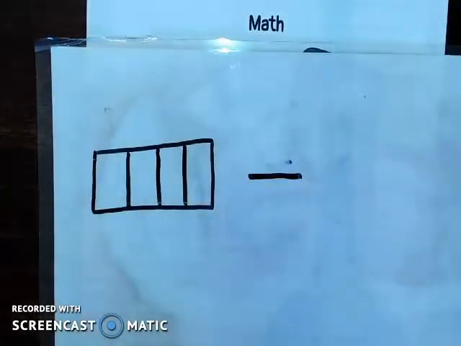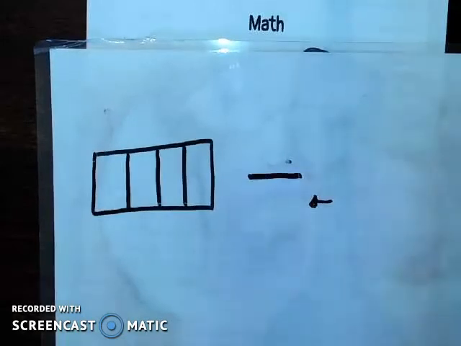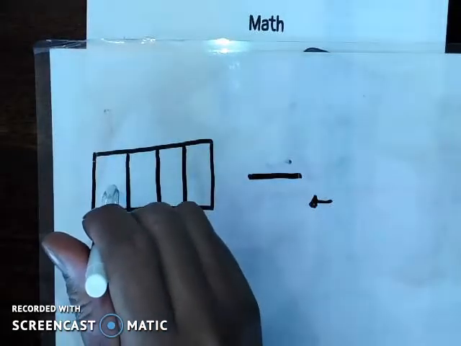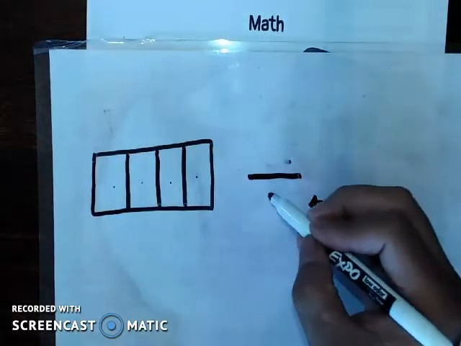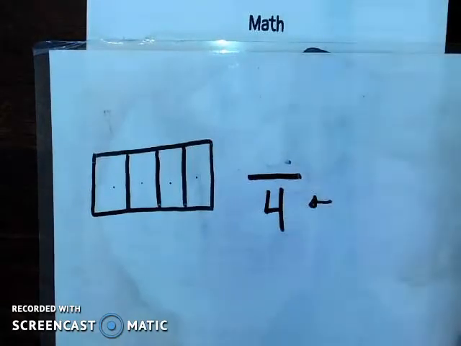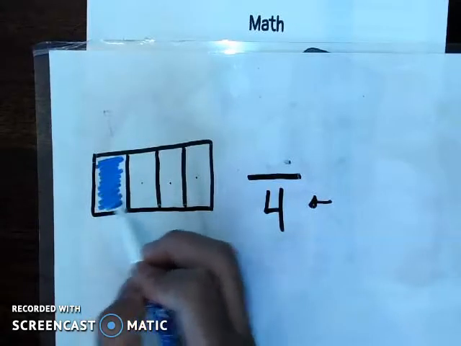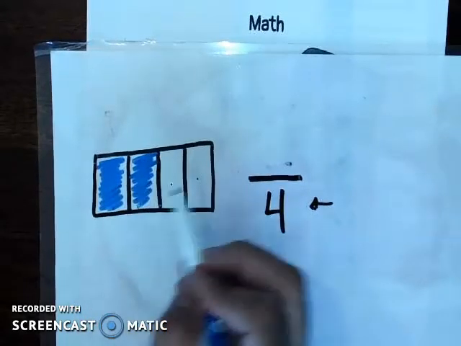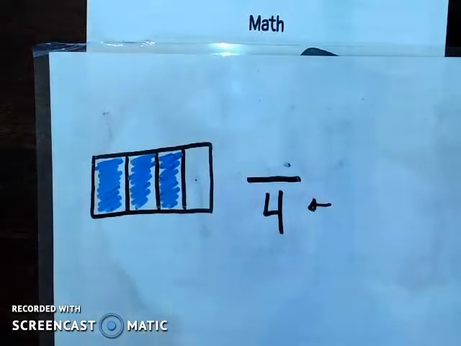Remember, the denominator, the one below, tells us how many parts of the whole. So how many do we have here? 1, 2, 3, 4. Let's write 4 on our whiteboard. And this time I'm going to color in, and I want you to do the same. Let's shade 1, 2, 3. 3 parts are being considered, and that is going to give us the numerator.